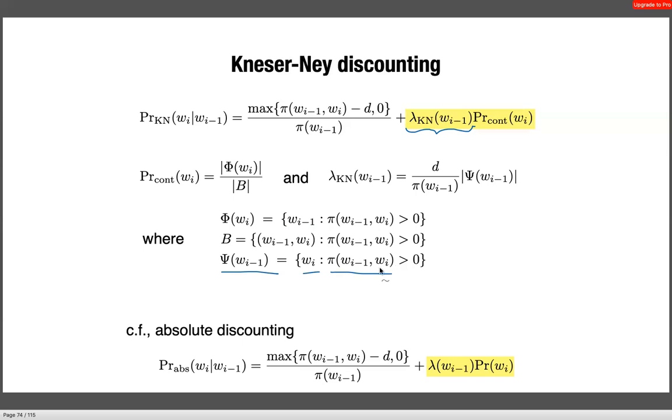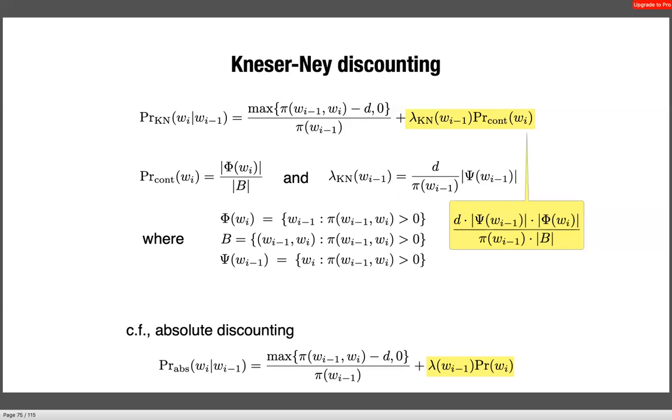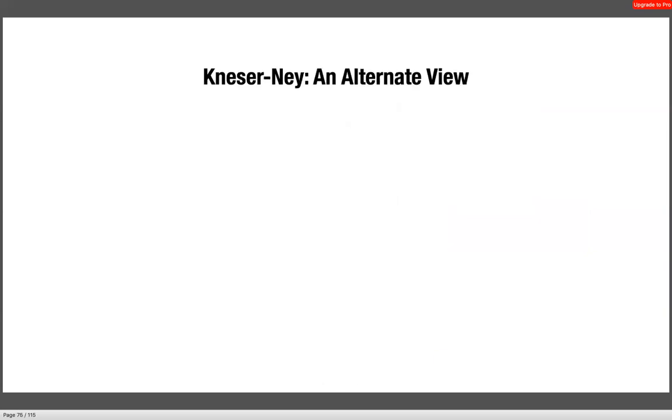Okay, so this is now correctly normalized such that if I sum over all wi's, this will sum to 1. Okay, this quantity, probability of kn of wi given wi minus 1. So this is the Kneser-Ney discounting scheme. I'm just multiplying all these terms which we just derived for the continuation probability and the lambda value.